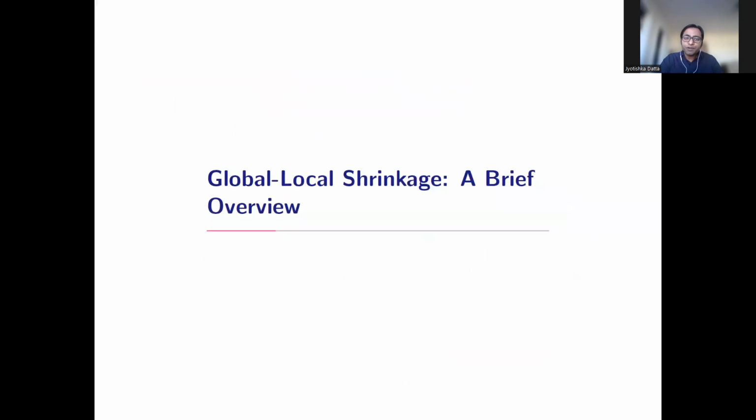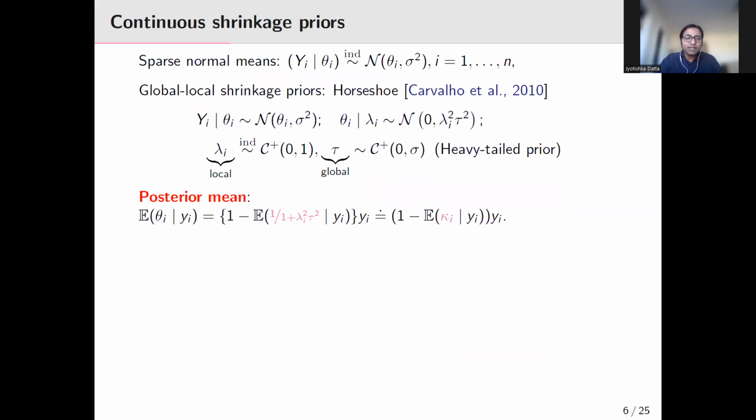All right, so a brief overview of the global local shrinkage priors. The most popular in this family is the horseshoe prior, which has been quite successful and has spawned many close relatives, many global local shrinkage priors over the last 10, 12 years.